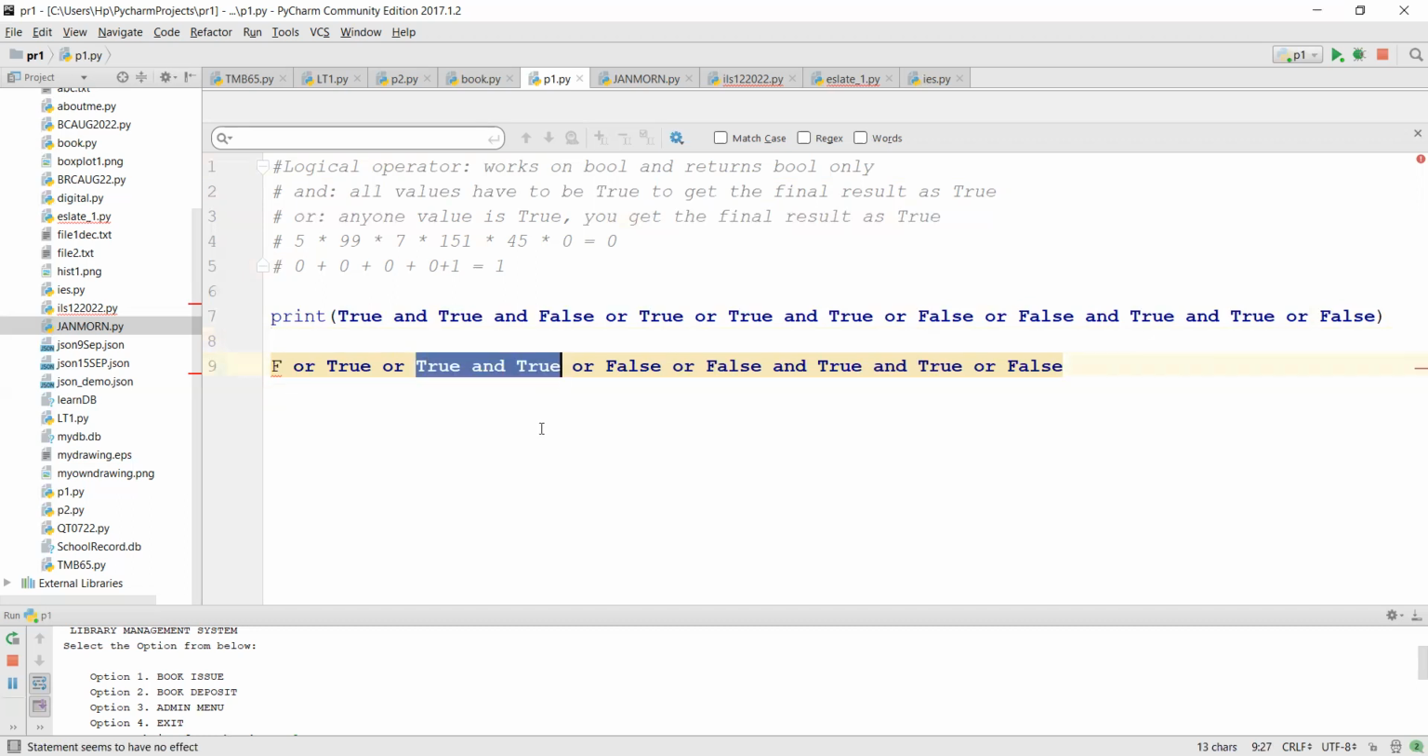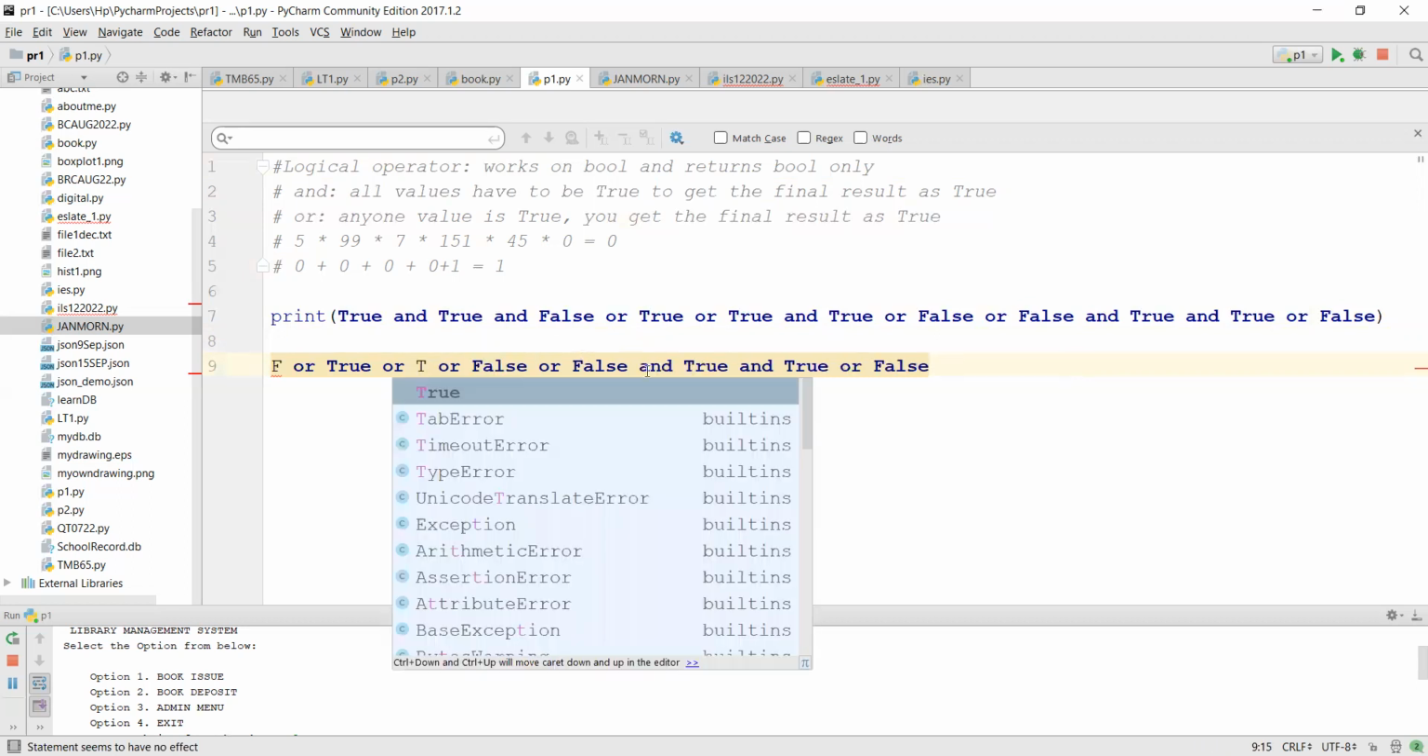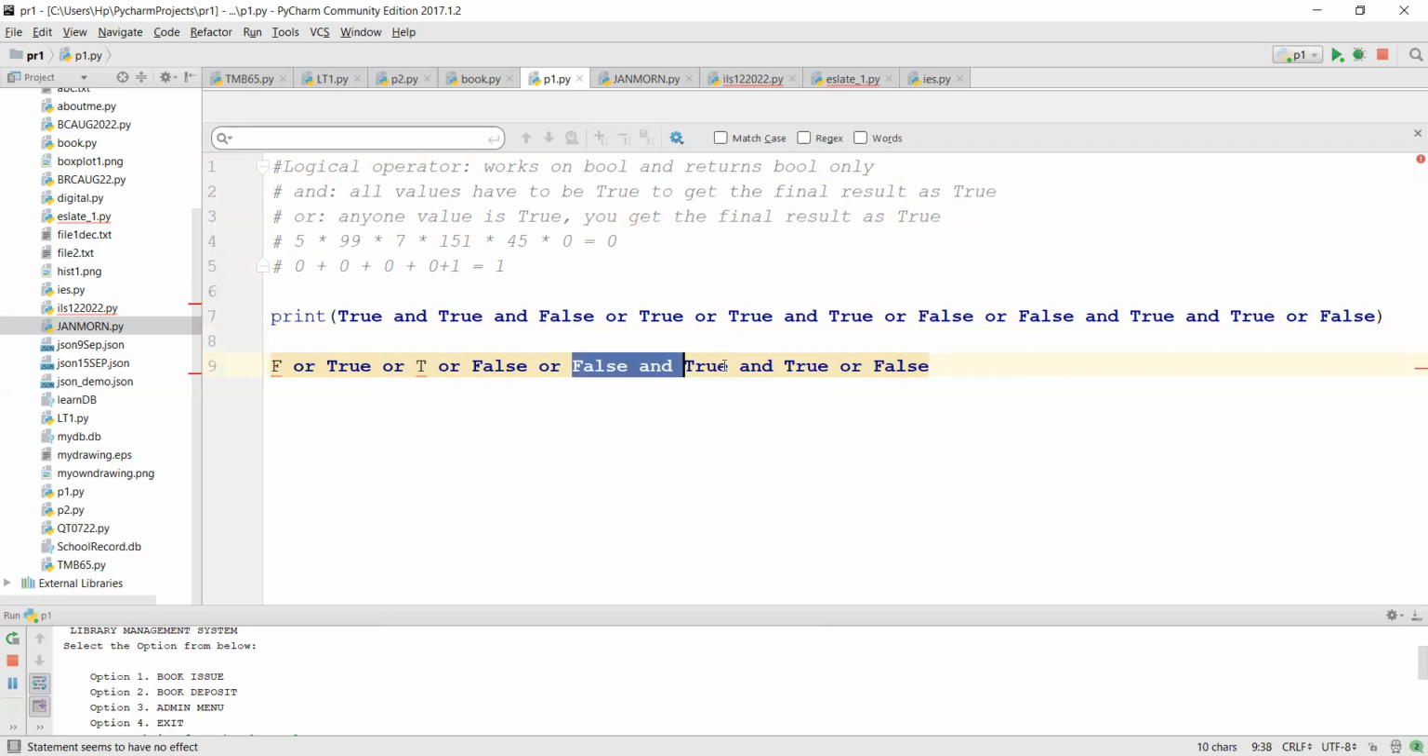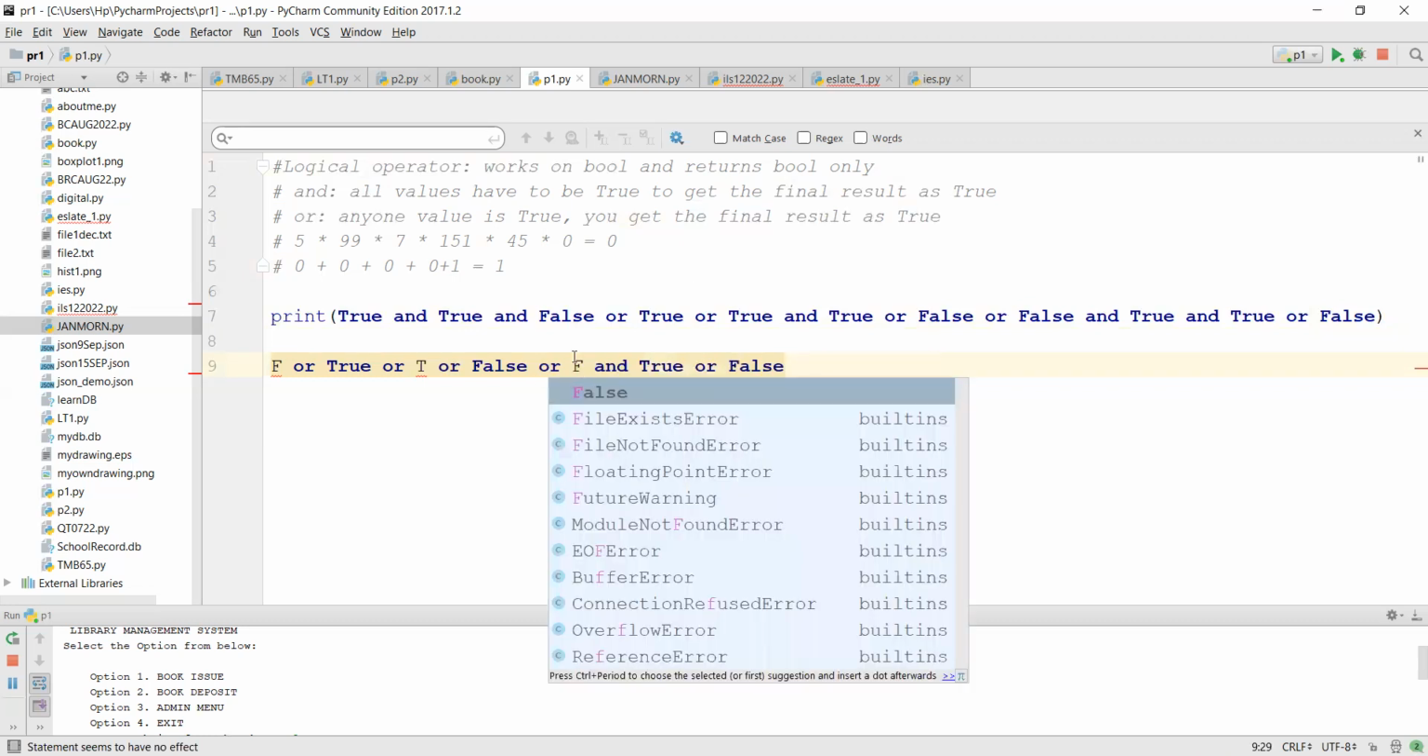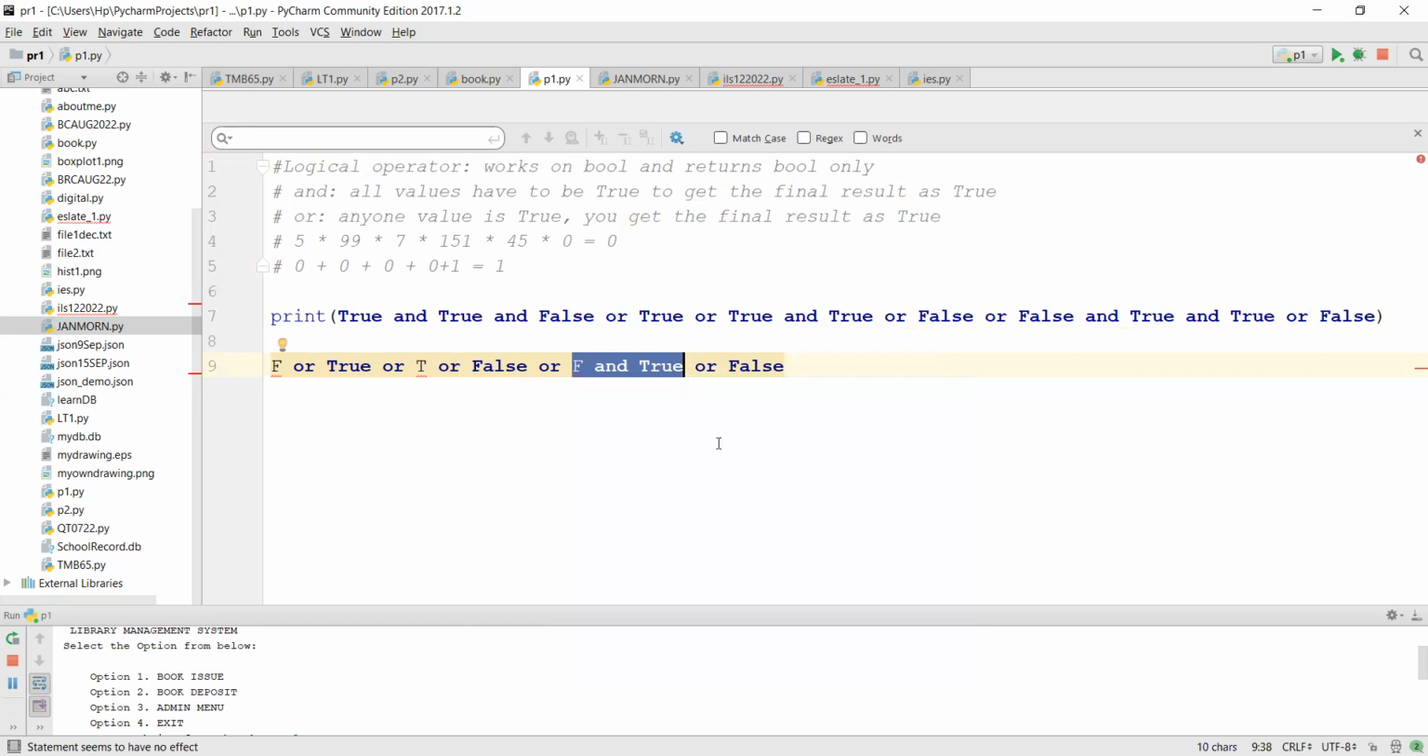What is true and true? It's true. Then false and true. Zero into anything is false. You should be fast now. False and true? It's false. Also false. Okay, now only the ORs are left.